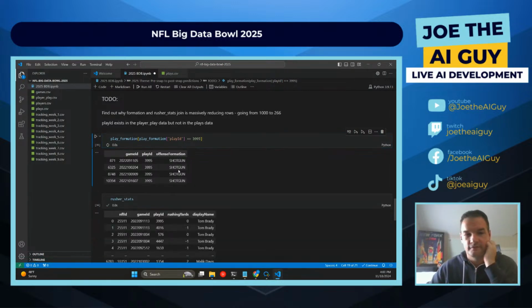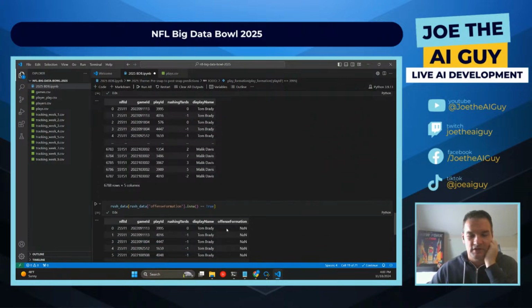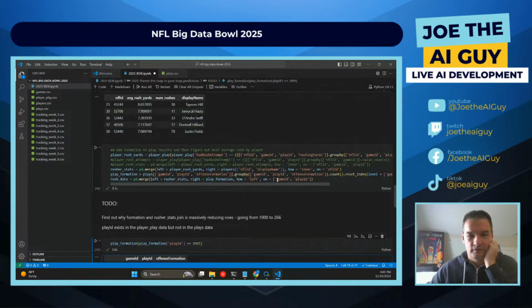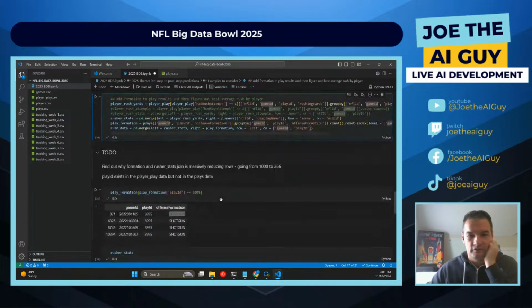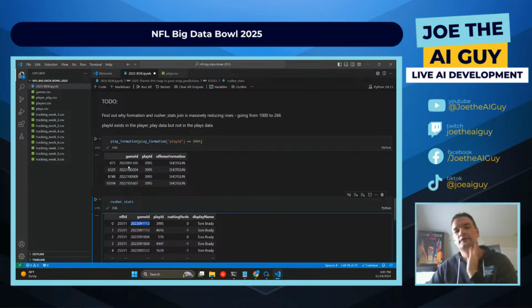If I run this here, this came through as shotgun. But that's not when we joined here. So game ID and play ID need to be the same. So those aren't the same. Okay.